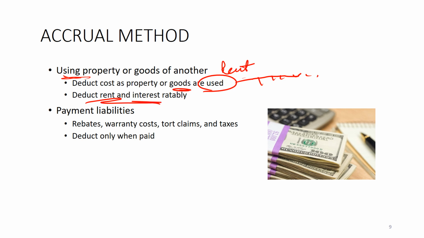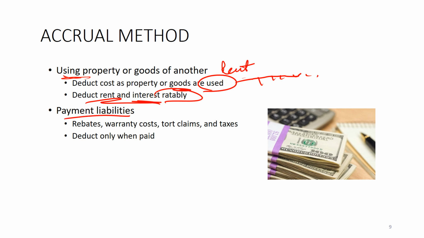Interest and rent are on a per day basis, right? So we wouldn't have to actually clock in how much of the item we used per day. We would just ratably deduct the cost for the use of that property or the money that we've borrowed.